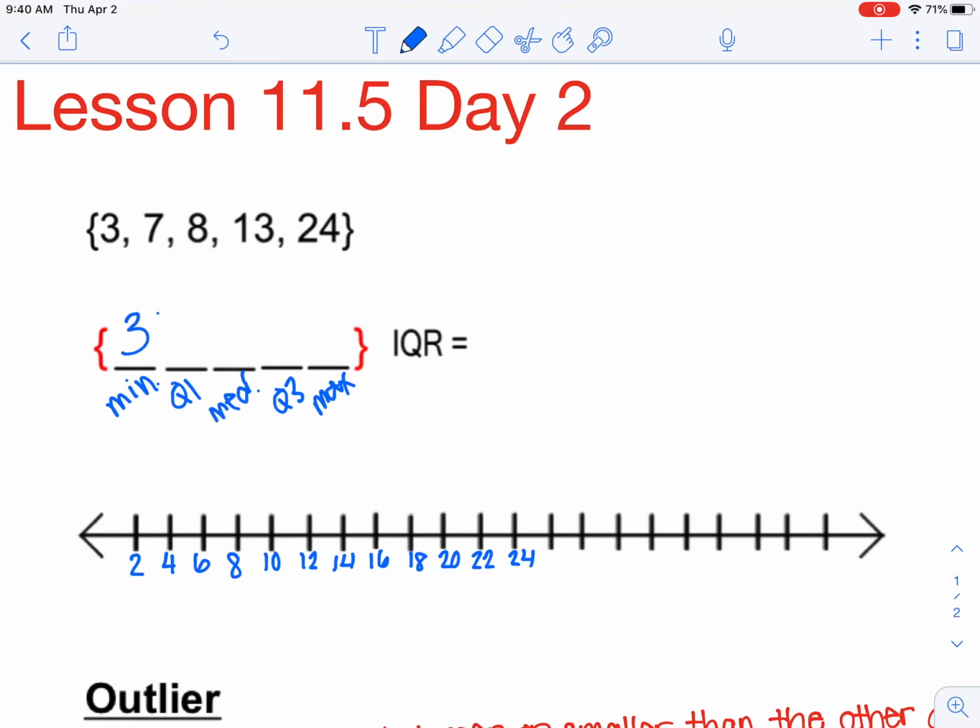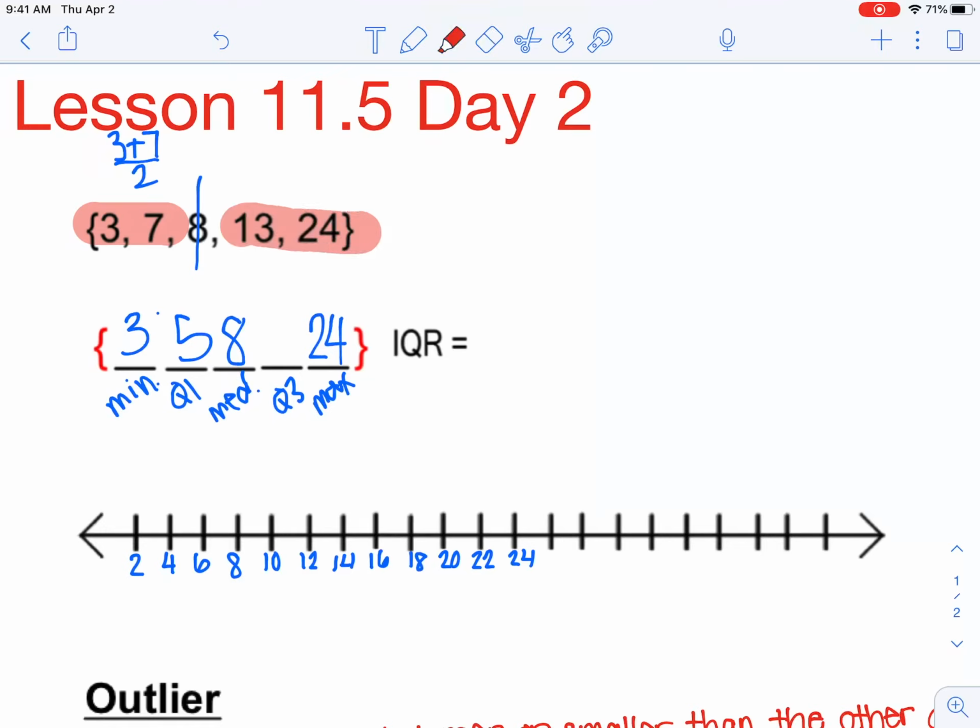Our minimum is 3. Our maximum is 24. Our median is going to be 8. Now to find Q1, let's focus on the numbers to the left of our median, so 3 and 7. To find the median of those two numbers, we can take 3 plus 7 divided by 2, which gives us 5.